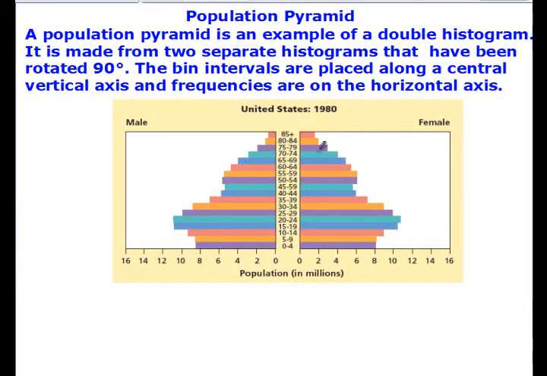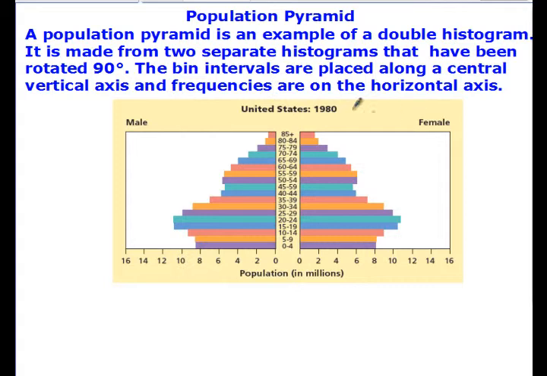There's one other type of histogram that we need to look at, and that's a population pyramid. And so it's a double histogram. So we see we have 2 histograms here. And we've just rotated them 90 degrees so that the bins are along the central vertical axis and the frequencies are along the horizontal axis. And so it's an easy way to kind of compare 2 sets of data.